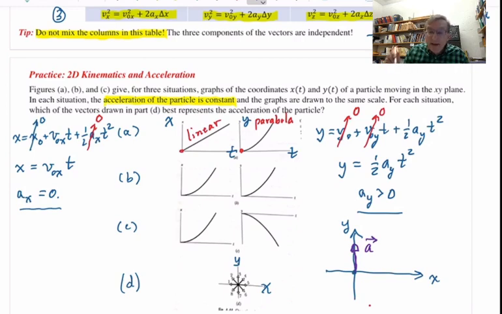That's got to be what the acceleration vector looks like in terms of the direction it points. Therefore, I know in that picture D down at the bottom which of the numbered arrows is the correct one for the acceleration. Arrow 3. So the answer for part A, based on those graphs of x versus t and y versus t, is that the acceleration vector must be represented by the arrow labeled number 3.